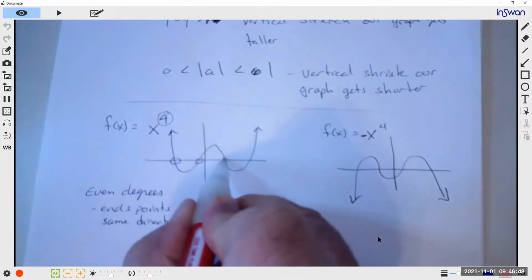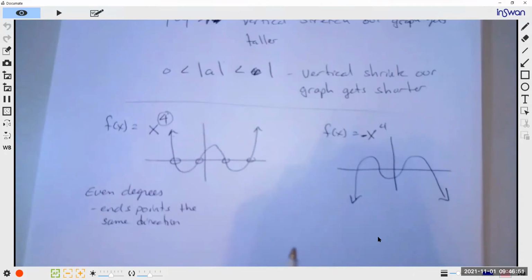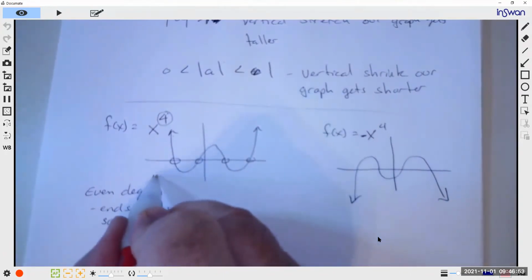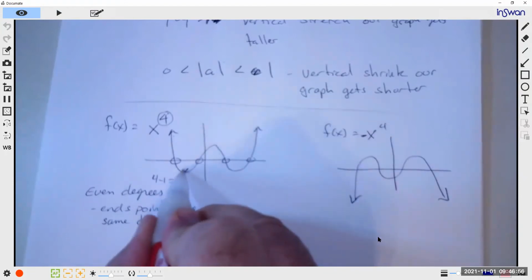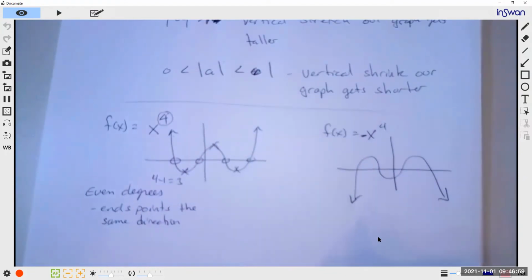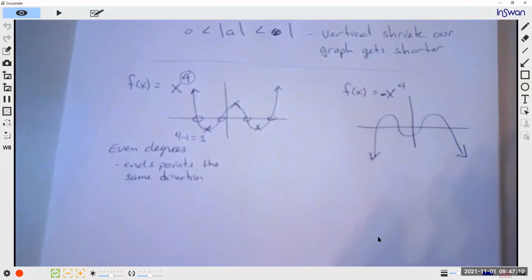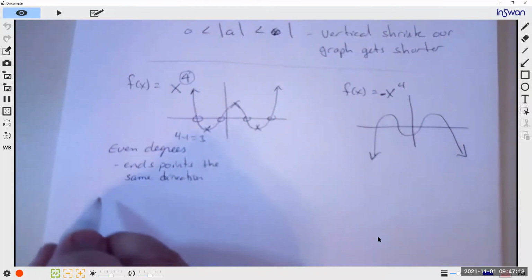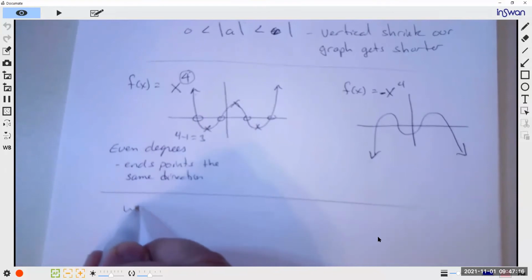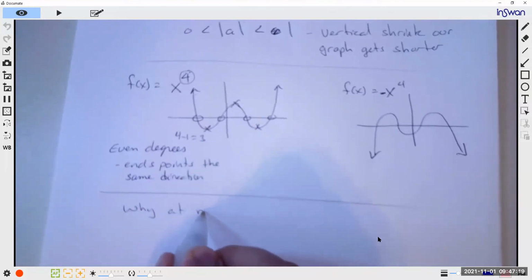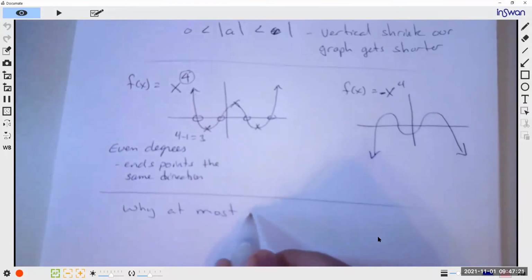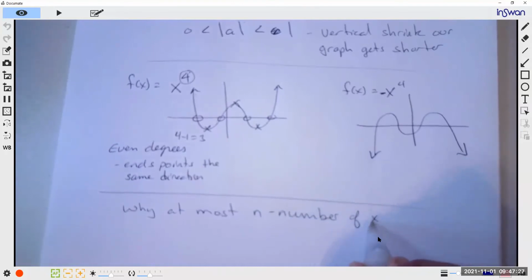We have 1, 2, 3, 4 x-intercepts at most, and 4 minus 1 equals 3 vertices. And so on and so forth. If x is 5, then we have at most 5 x-intercepts. Let me show you what I mean. Why at most n number of x-intercepts.